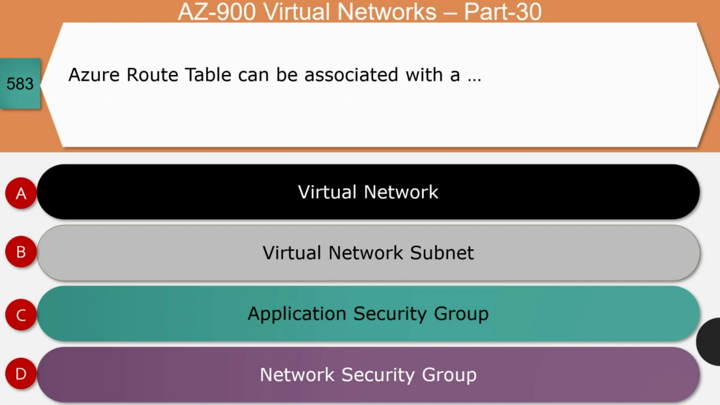Next question: Azure route table can be associated with a virtual network, or virtual network subnet, or application security group, or network security group. The right answer for this question is option B, that is virtual network subnet. Let's see the reason. At this point of time, Azure route tables can only be associated with Azure virtual network subnets, and that can be helpful for setting up the routing rules. That way you can connect multiple resources within Azure.